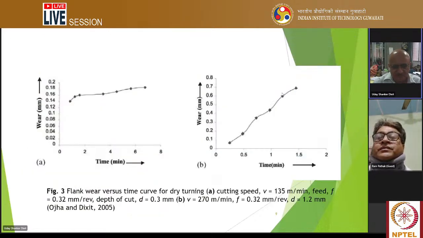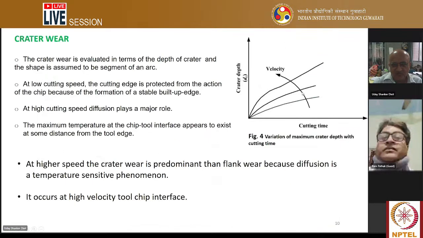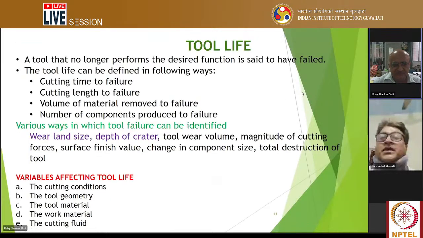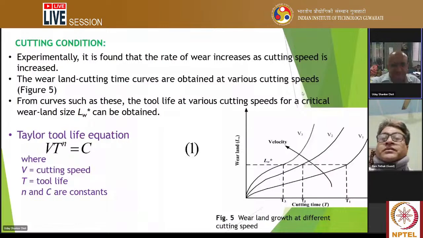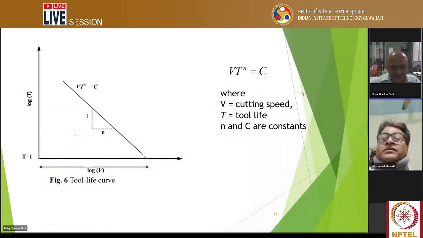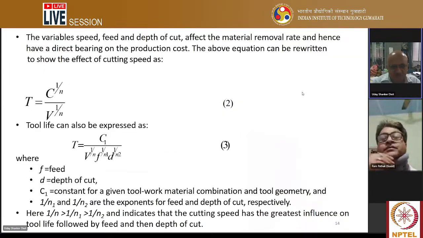These are practically what I got when I did experiments, this type of graph. Crater wear, how it increases. Tool life is very difficult to define. Some people define it in different ways, but usually for solving numerical problems, people take the flank wear criterion. But there are many. Tool life is also a subjective term. It can be defined in many ways, and this is Taylor's tool life equation.